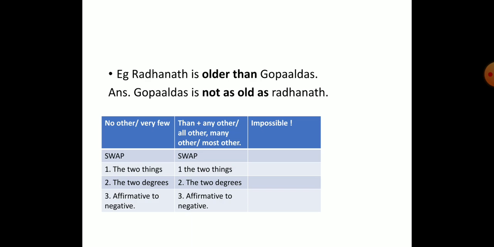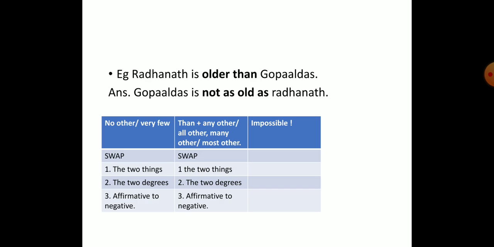Now, when is this formula used? This formula is used only when superlative is impossible. Now swap the two things first. Gopal Das will take the place of Radhanath, and Radhanath's place will go to Gopal Das. Now "older than" becomes "as old as", because when the degrees change, the verbs also change. Finally, "is" becomes "is not". My answer is: Gopal Das is not as old as Radhanath. Right?